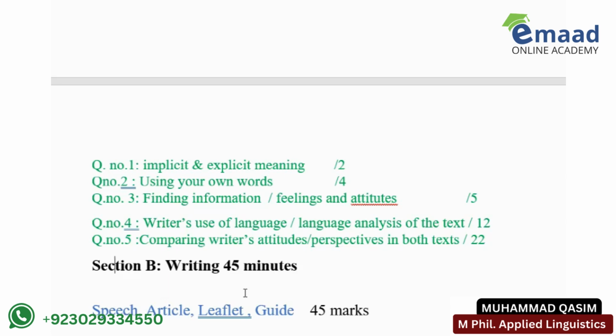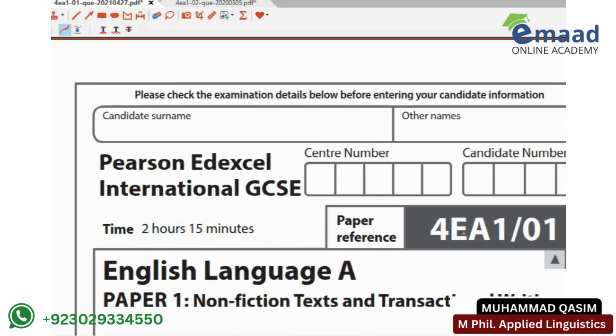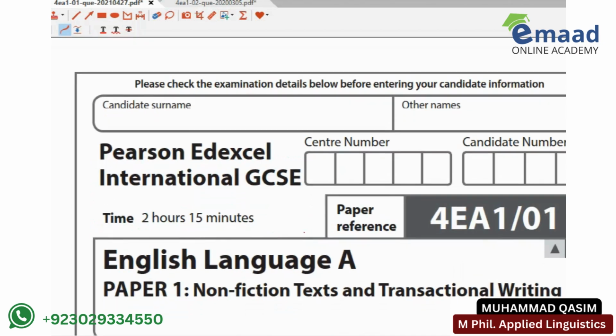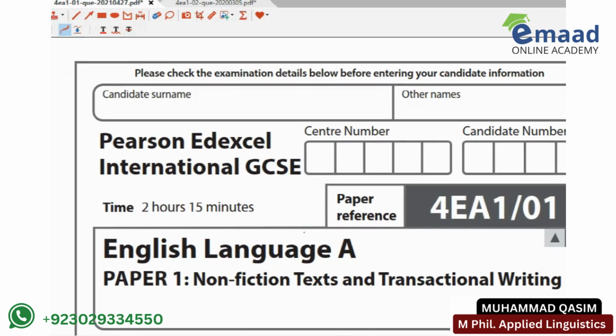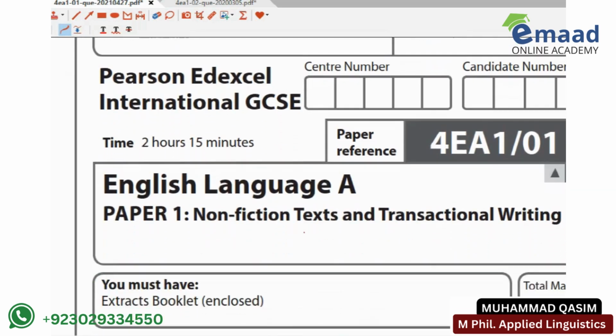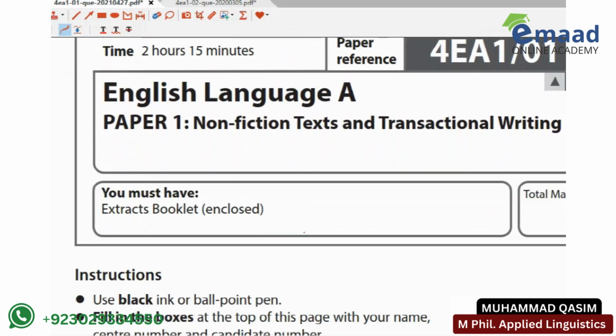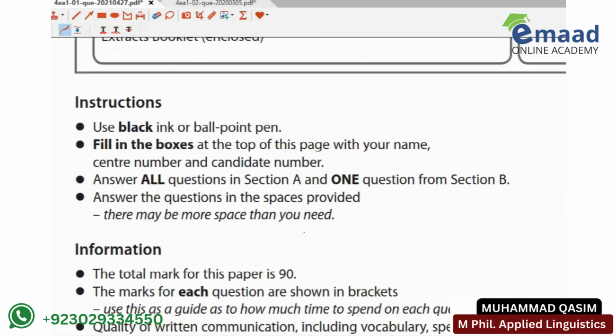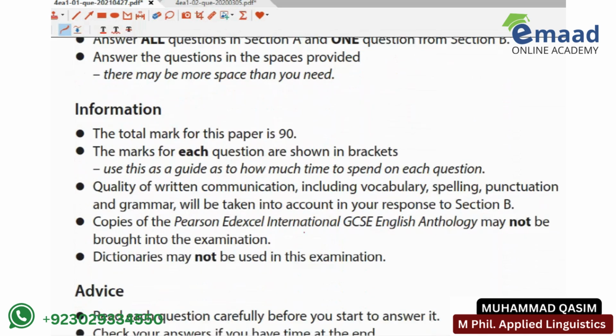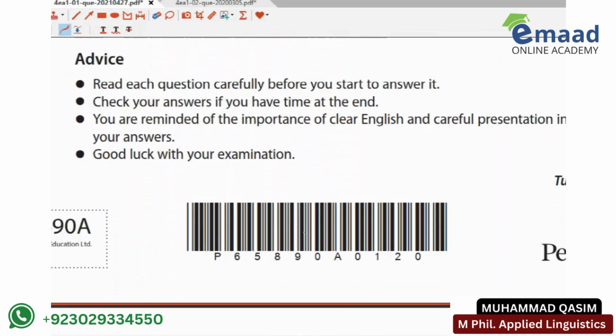Let me now show you this Paper 1, how it looks, what is the nature of the question, and how it includes the reading text. So here is the picture of Pearson Edexcel International GCSE, that is IGCSE in short, English Language A, Paper 1, Non-fiction text and transactional writing. So total marks are 90 as I told you before.